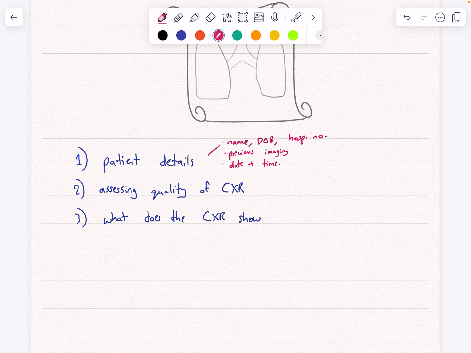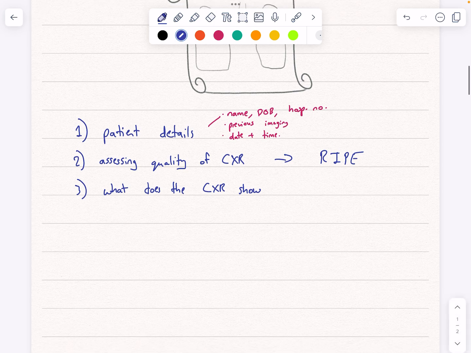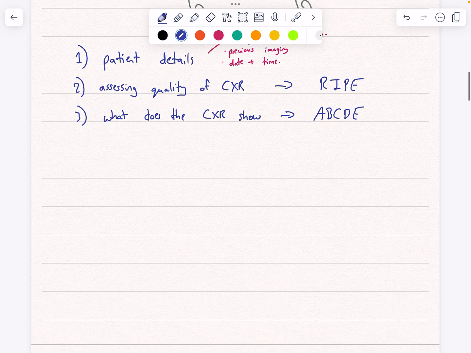Okay, so the way to assess the quality of the chest x-ray, we use an acronym called RIPE, and to actually determine what the chest x-ray shows, it's an A to E approach. So A, B, C, D, and E. Okay, so let's start with RIPE and actually what all of that means.